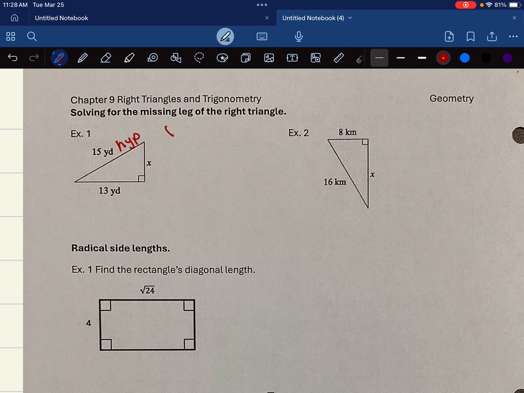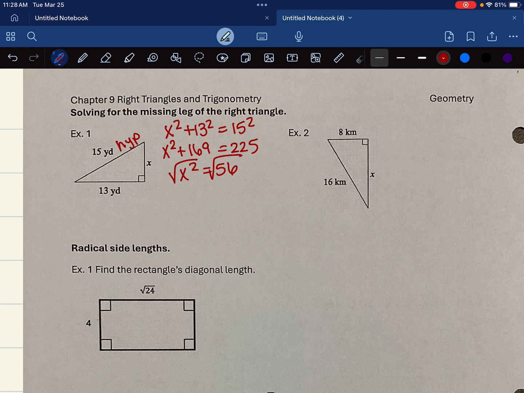So we're going to say x squared plus 13 squared is equal to 15 squared. Okay, so we get x squared plus 169 is equal to 225. The difference here is what extra step do I have to do to solve? Subtract 169. So I get x squared is equal to 56. The other thing here that we haven't seen yet is we've had all perfect squares. Is 56 a perfect square? No.